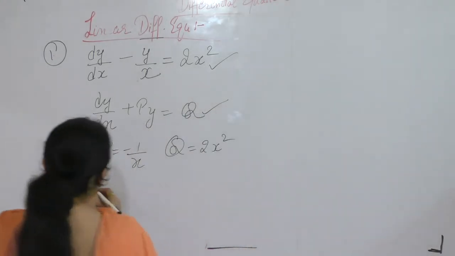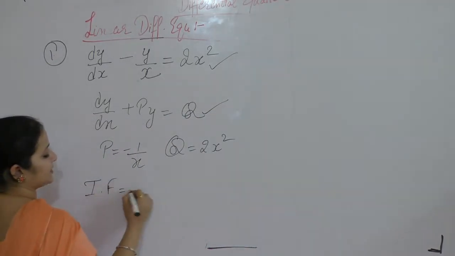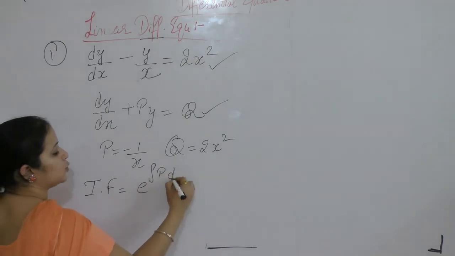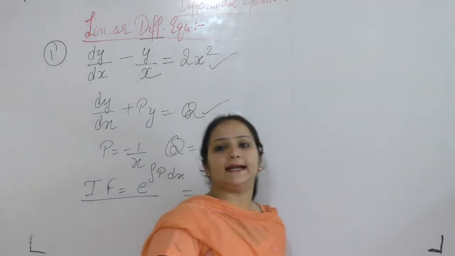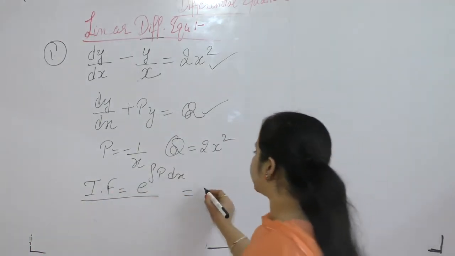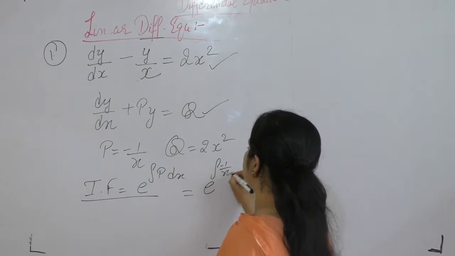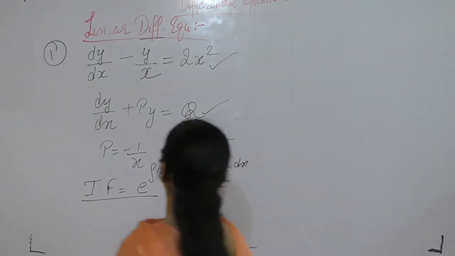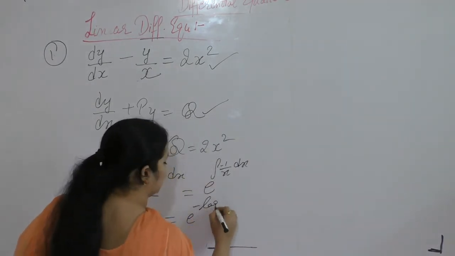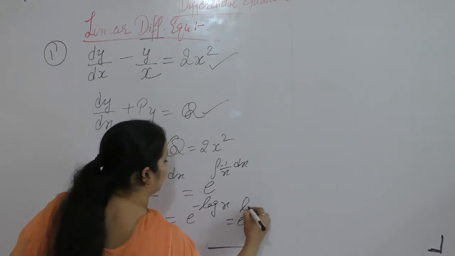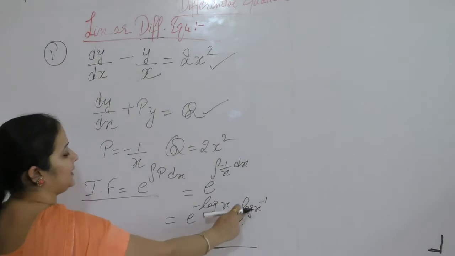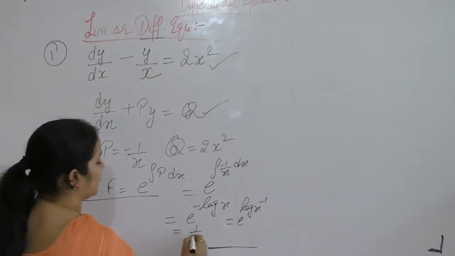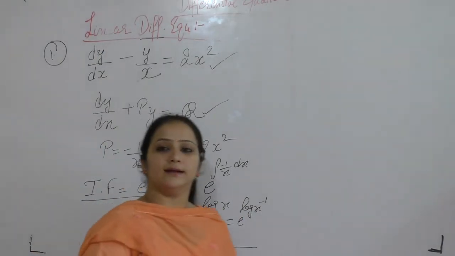Now first we have to find the integrating factor. Integrating factor is equal to e to the power integral of p dx. This is the formula for finding the integrating factor. What is p? Minus 1 upon x dx. Integral of 1 upon x is log of x. So e to the power minus log x, or we can write it as e to the power log of x to the power minus 1. E and log will get cancelled. We get 1 upon x.